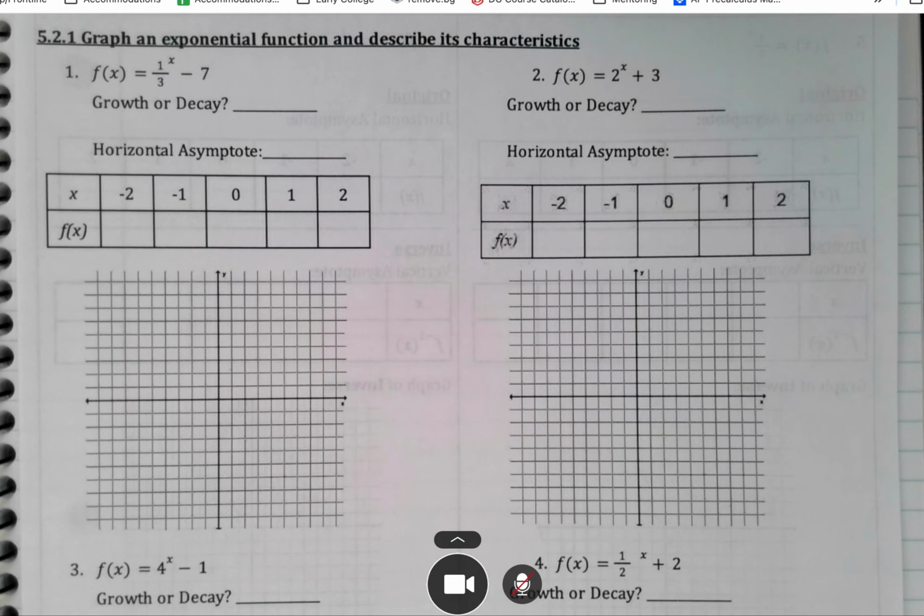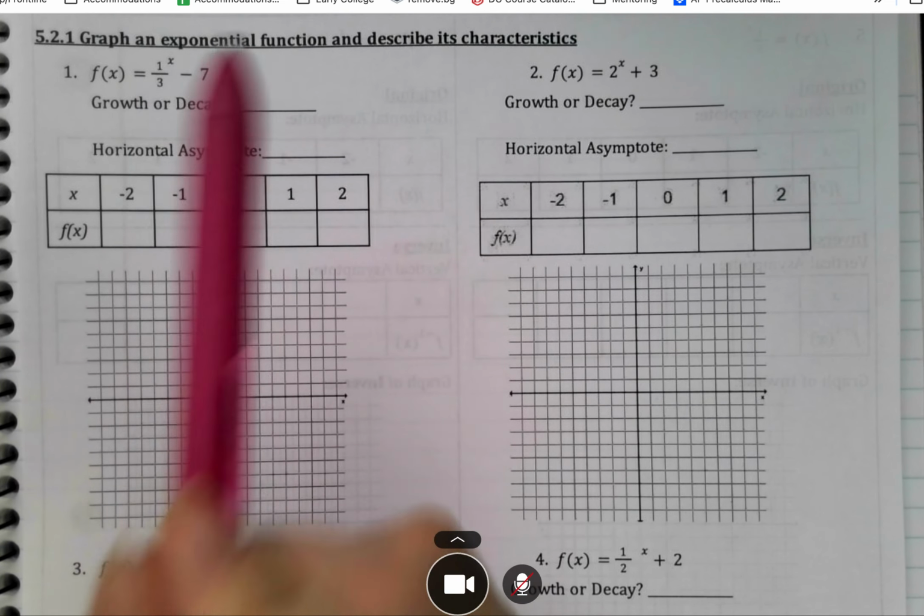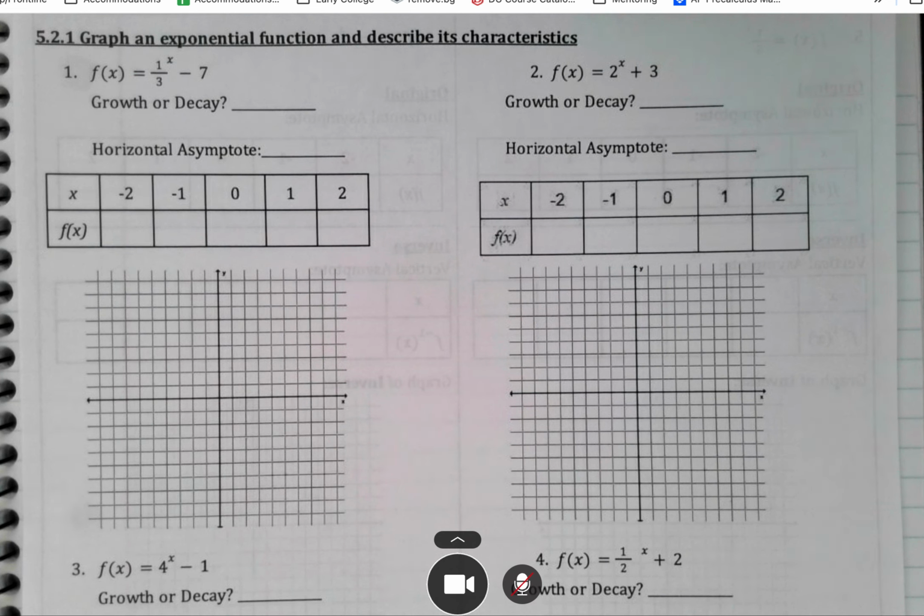We are going to review how to graph an exponential function. And then on the back, we are going to do one where we graph the inverse of the exponential function, which is a logarithmic function.